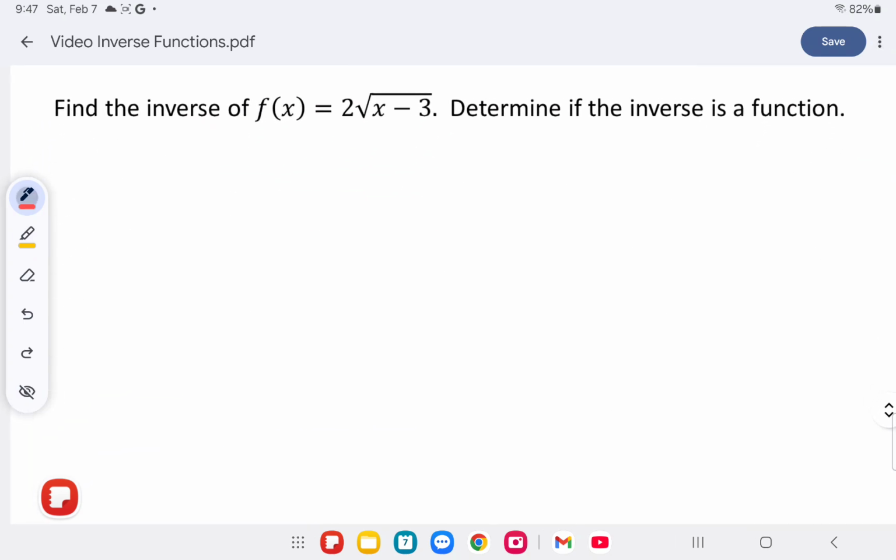So this is a square root function. If we were going to graph it, it's going to be moved to the right 3 and have a vertical stretch. But a square root function looks like that. And it does pass the horizontal line test, which means its inverse is a function. So let's find it. Flip-flop the x and the y.